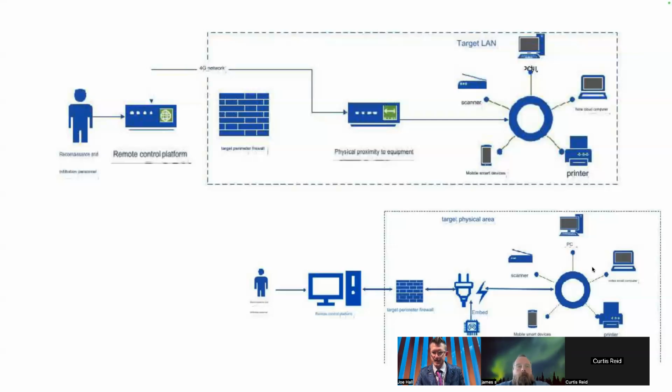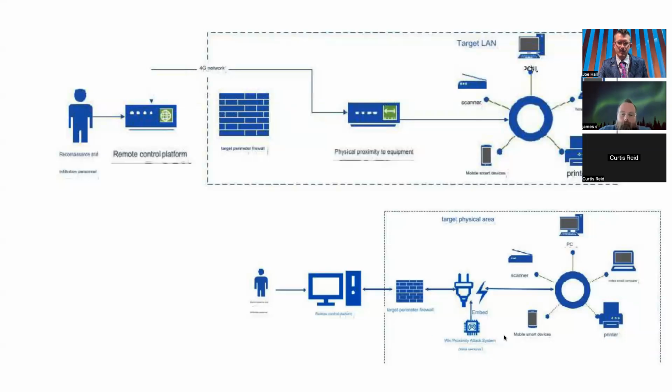Let me move this little window here. So you target the physical area right here, that Wi-Fi proximity attack system where they embed a chip. They manufacture power strips that have chips with Wi-Fi radios in them and cell phone radios. The power strips also have battery backups in them. So if they're unplugged, they are still malicious.